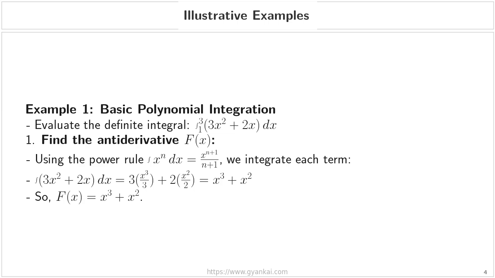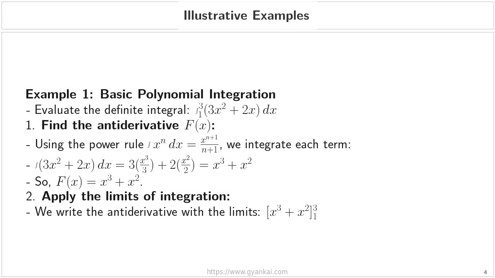Applying this to our first term, 3x squared, we get 3 times x cubed over 3. The 3's cancel out, leaving us with x cubed. For the second term, 2x, we have 2 times x squared over 2, and again the 2's cancel, giving us x squared. Therefore, the antiderivative f of x is x cubed plus x squared. Don't forget, we don't add a constant of integration when dealing with definite integrals, as we discussed on the previous slide.